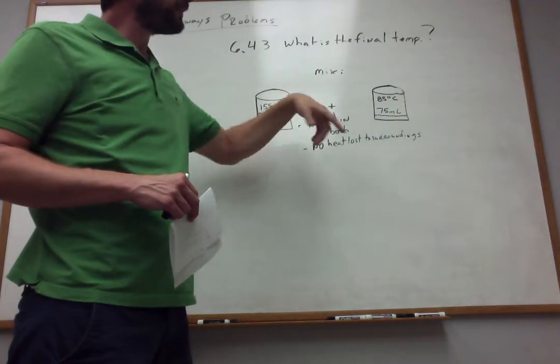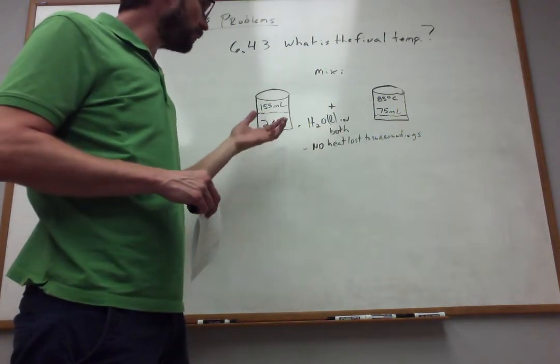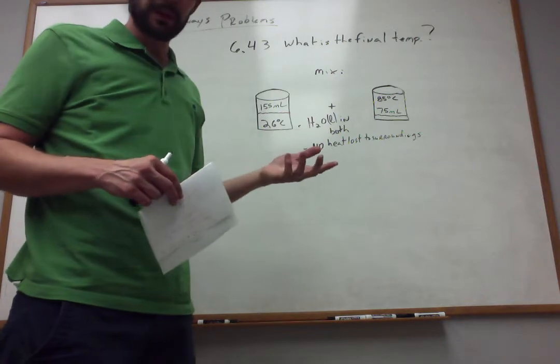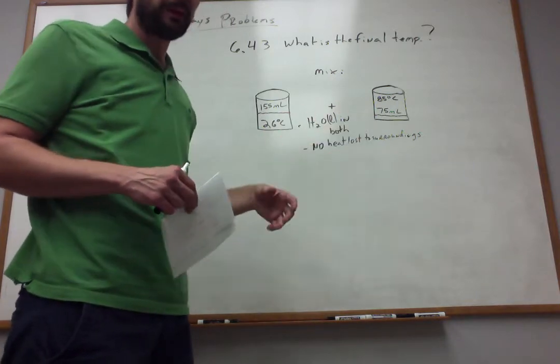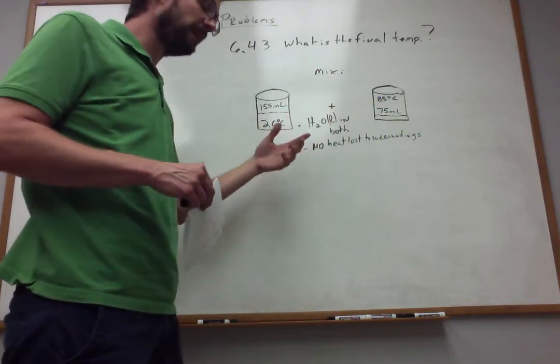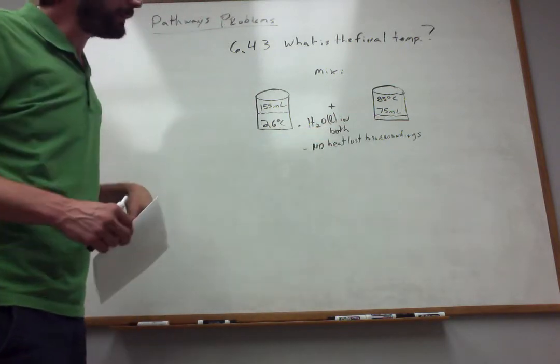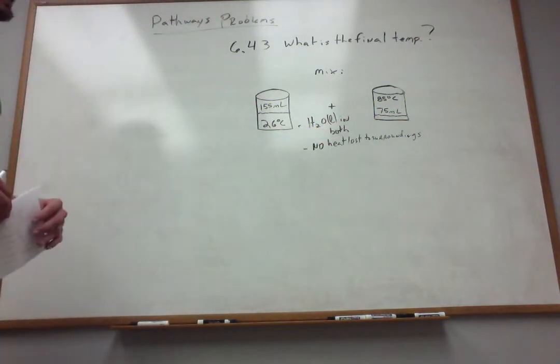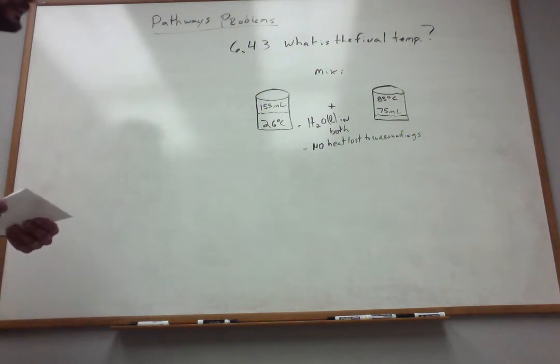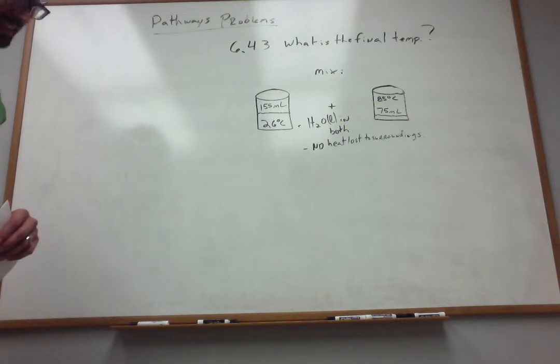So if I take this 75 milliliters and mix it with this cooler sample, the final temperature is probably going to be somewhere between the two. This water is probably going to heat this up a little bit, and this water is going to cool down. So the final temperature is probably going to be somewhere in between. But if I'm going to figure out exactly what the final temperature is, I'm going to need some quantitative framework through which to work.